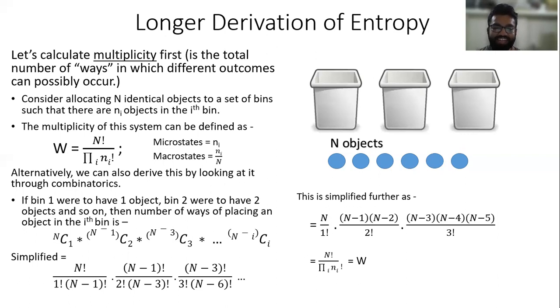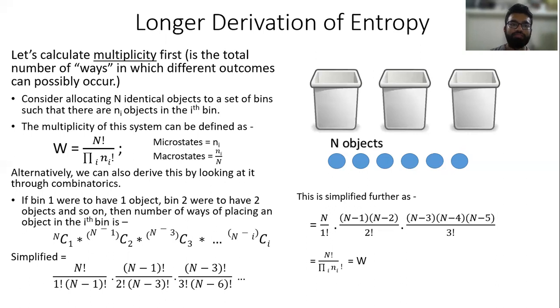So that is what the multiplicity is all about. It is just the total number of different ways in which different outcomes can possibly occur. And if human beings were great at, let's say, dealing with big numbers, we could just stop over here. But factorials tend to be very large and very difficult to calculate.